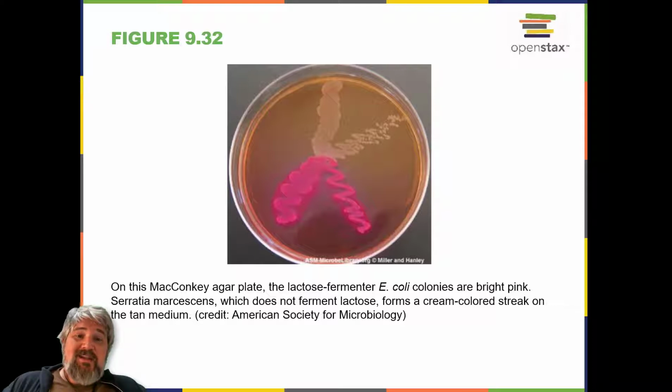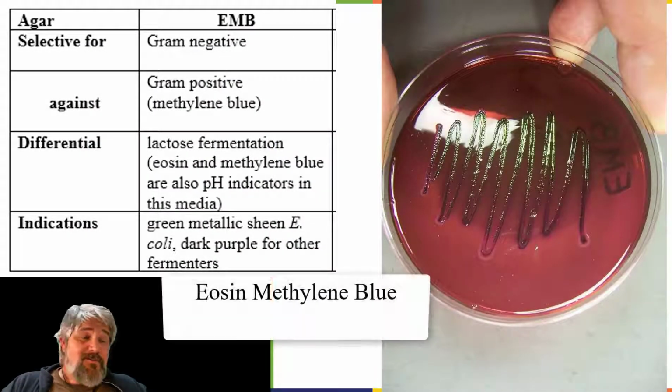Selective and differential media can be combined and play an important role in the identification of bacteria by biochemical methods. A medium that is selective against gram-positive and differential for lactose fermenters. If it's a lactose superfermenter like Escherichia coli, it will acquire this green metallic sheen that you can see pictured here. Otherwise, if it ferments lactose, at least some, you'll get this lighter purplish color there.